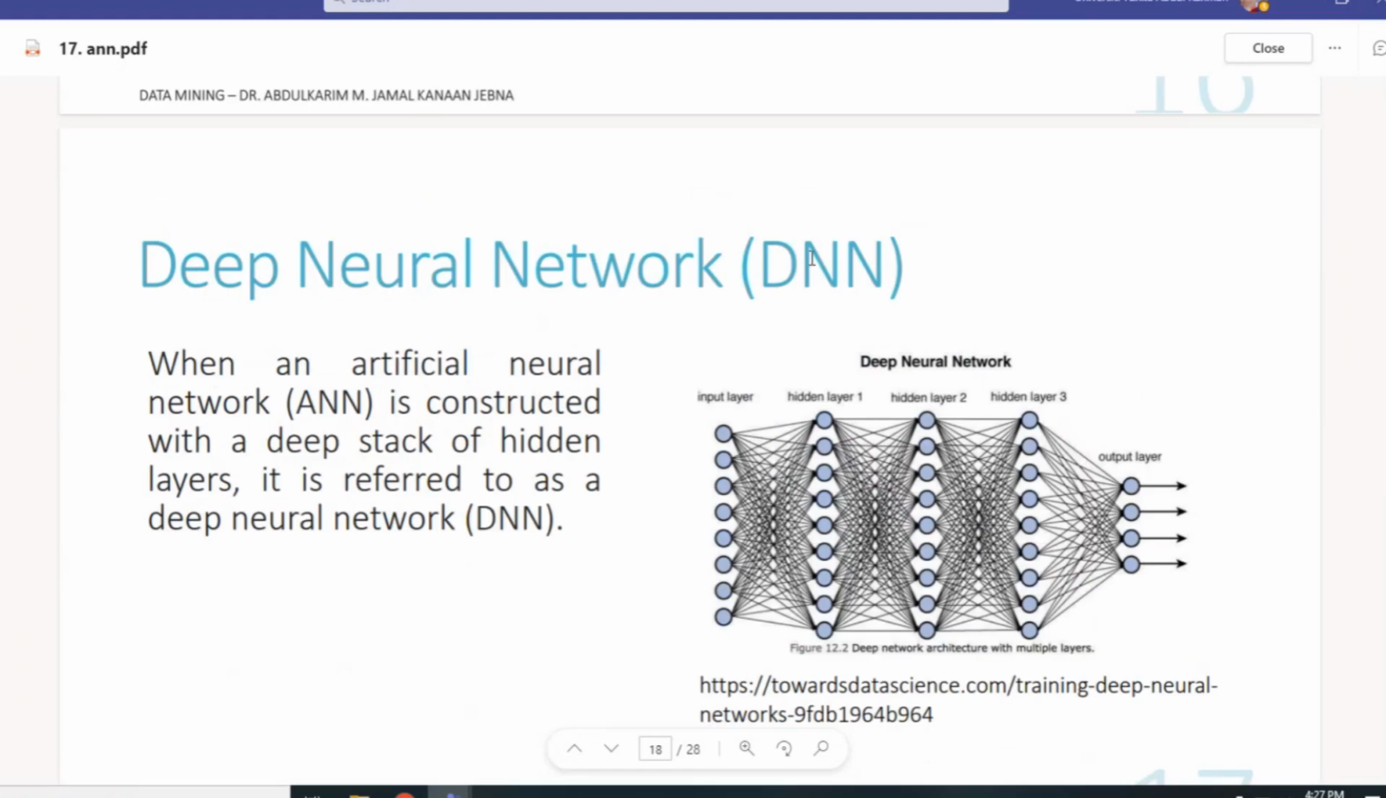Now the concept of deep neural network comes by adding many hidden layers. So if you have maybe 5, 10, 20 hidden layers, then it becomes a deep neural network. Understood where the word deep comes from? Where you stack many hidden layers inside, then it becomes a deep neural network. Understood? So what is deep? Not deep sleep. Deep neural network.